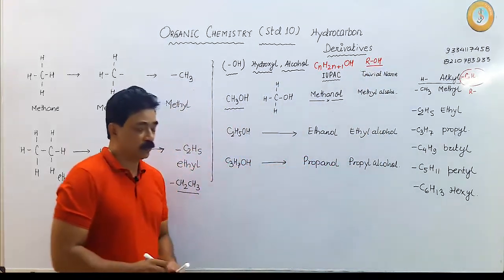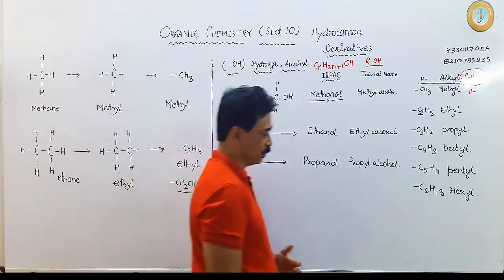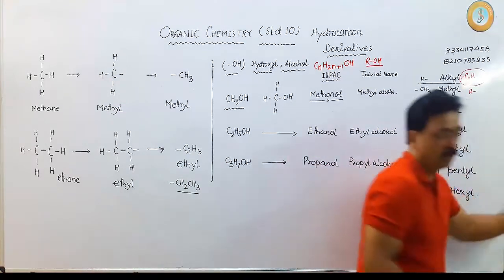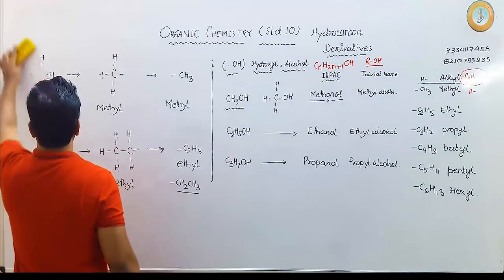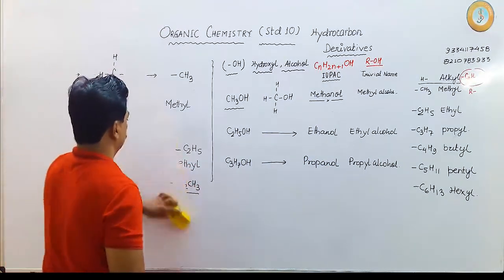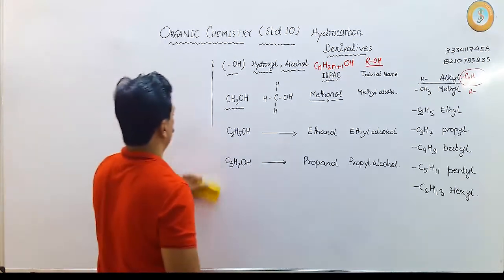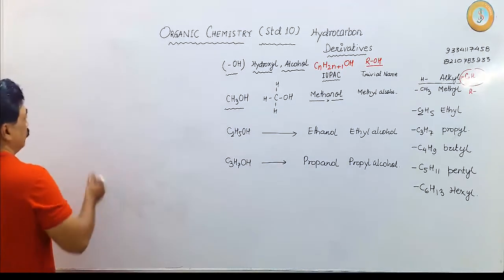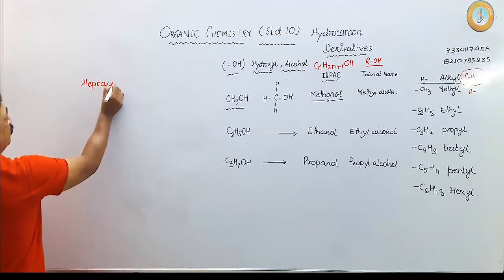So you have understood. Let me sum it up now. Once again, let us sum it up. We are going to sum up everything now, and we will also try to give you the name, and you have to write the formula. Now we are coming to a very, very important part. Suppose somebody tells you to write heptanol.